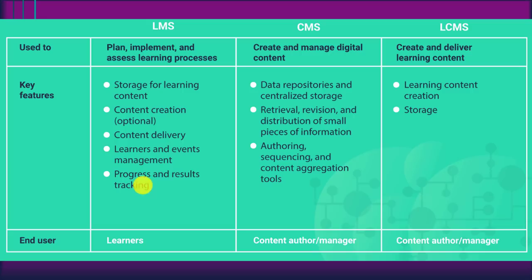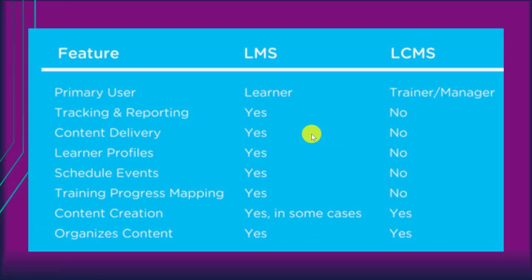Now, CMS, the content management system, is for data repositories and centralized storage, retrieval, revision, and distribution of small pieces of information, authoring, and all of that. For LCMS, it is learning content creation and storage. Moving on, let's look at the features for LMS and LCMS.